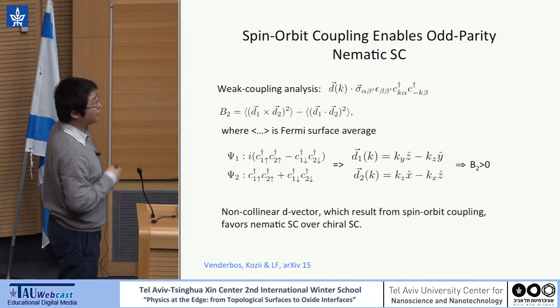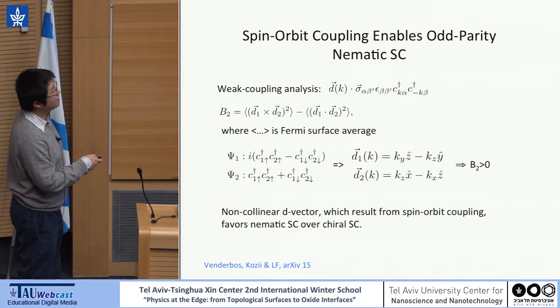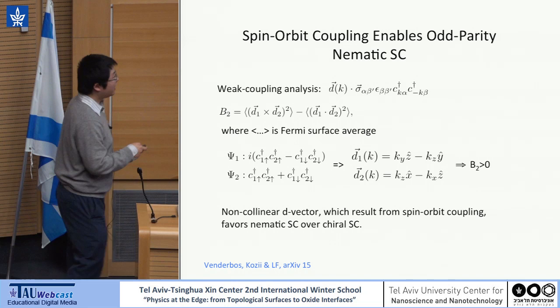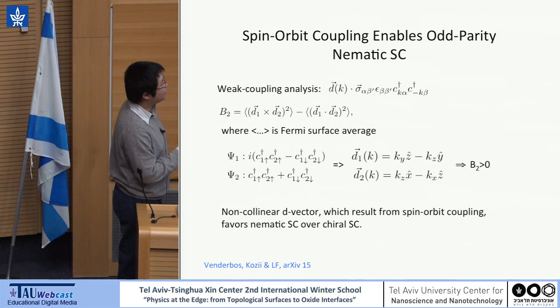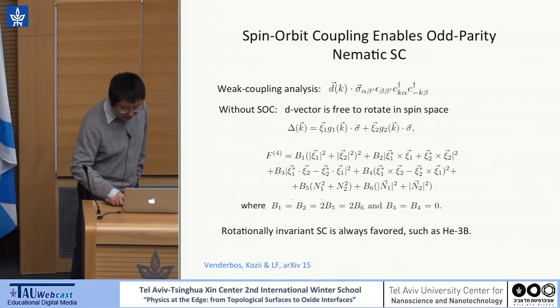So if we take the two orbital model for copper bismuth selenide and use a delta 4 order parameter, we obtain the d vector of this form. And doing this calculation tells us that the B2 is positive, and that favors this nematic state. And more generally, nematic state is favored by non-collinear d vectors. And these non-collinear d vectors actually generally come from spin-orbit interaction. So this is why spin-orbit coupling enables odd-parity nematic state.